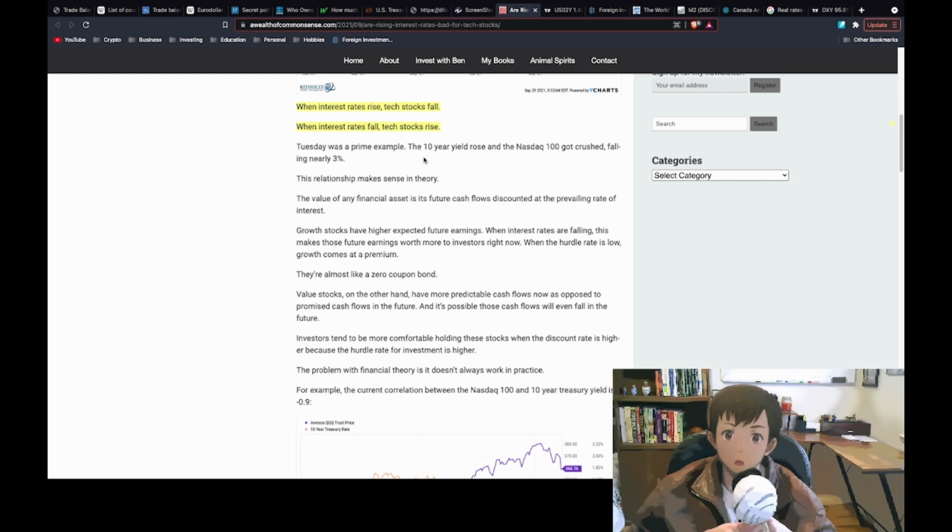This relationship makes sense in theory. The value of any financial asset is its future cash flows discounted at the prevailing rate of interest. Growth stocks have higher expected future earnings. When interest rates are falling, this makes those future earnings worth more to investors right now. When the hurdle rate is low, growth comes at a premium. They're almost like a zero coupon bond.